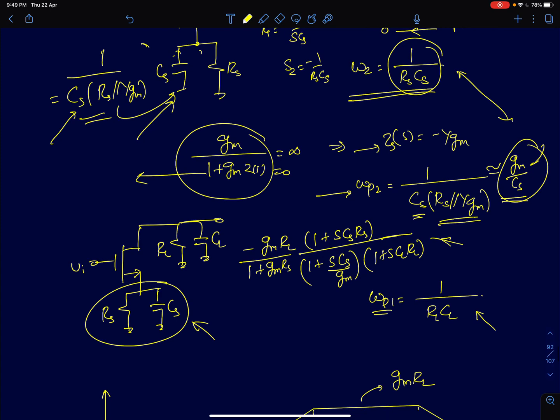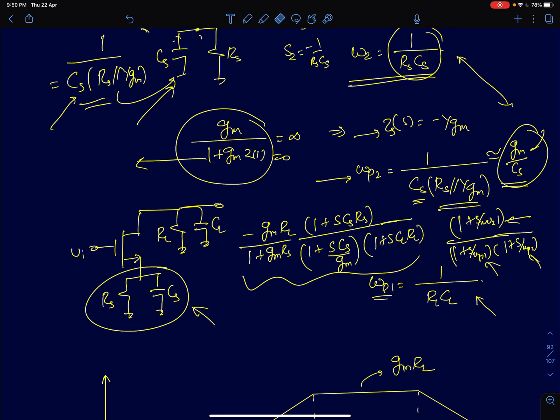I've already discussed how to write the transfer functions: 1 plus S by omega Z1, divided by 1 plus S by omega P1, times 1 plus S by omega P2. If you know the DC gain and the zeros and poles, you can write the transfer function for any circuit. So I just substituted the values of omega P1, omega P2 and omega Z1 here, and I get this expression.